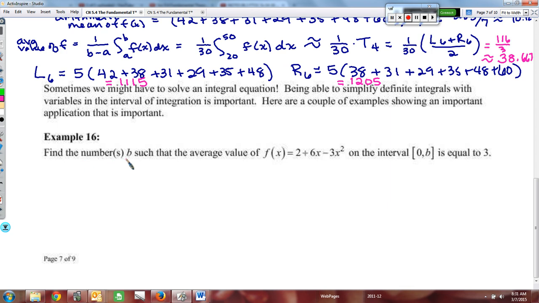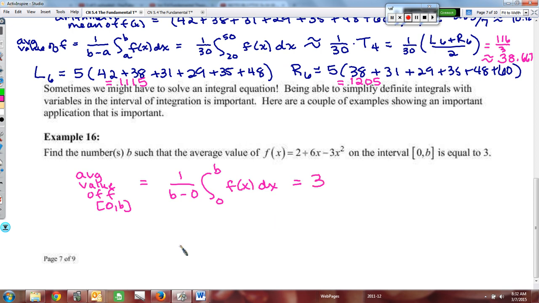We want to find a number b such that the average value of this function on the interval 0 to b is 3. So we're telling you the answer, and your job is to basically recognize that the average value of f on your interval from 0 to b, you can use the formula 1 over b minus 0, integral 0 to b of f of x dx, and we know that that is equal to 3.